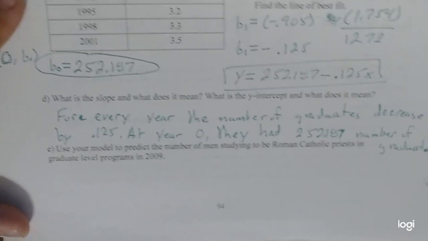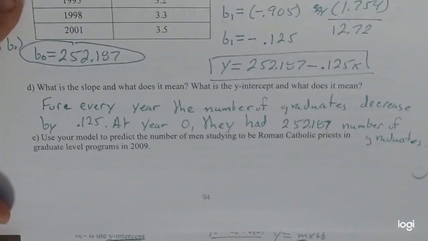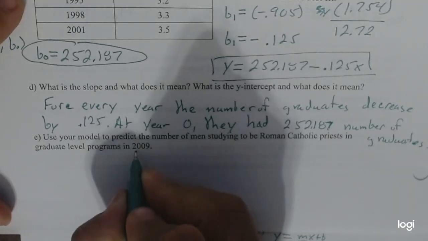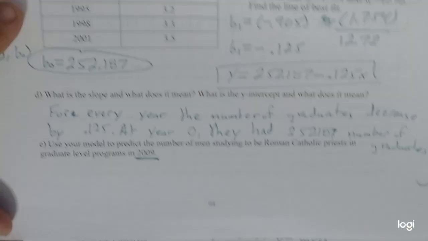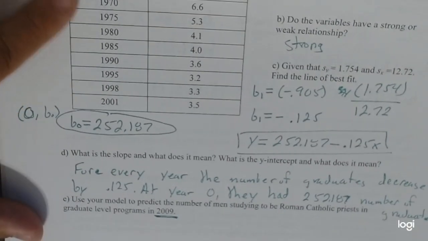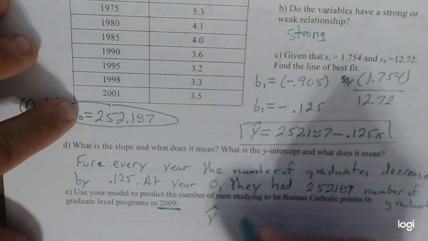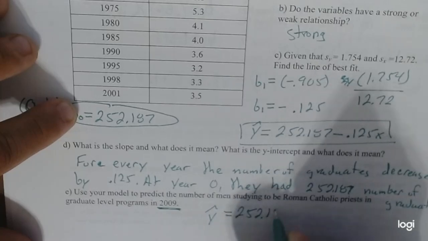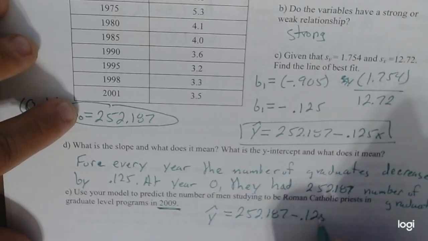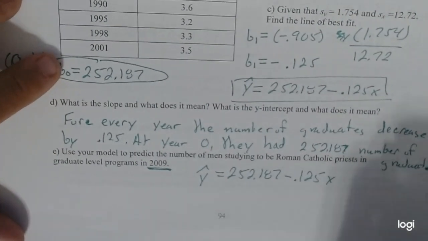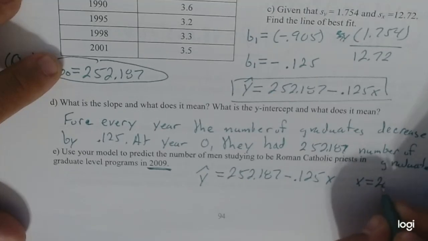Okay. Now let's look at E. So E says, use your model to predict the number of men studying in the Roman Catholic Church in the graduate level programs in 2009. So let's look over here. Notice 2009 is not on our list. So what this is saying is, using our regression line, we want to predict how many graduates we would have in 2009. Meaning, if x equals 2009, what is y hat going to equal?